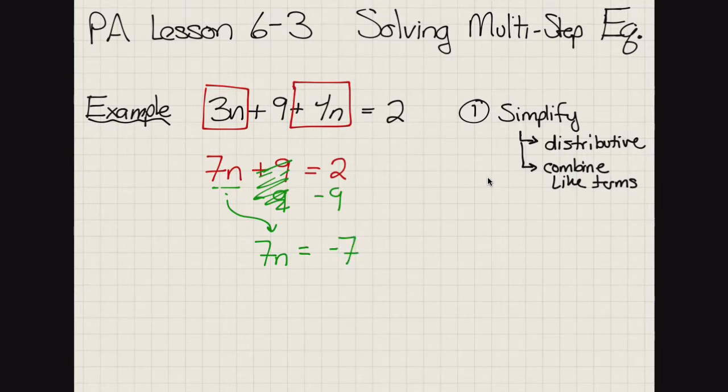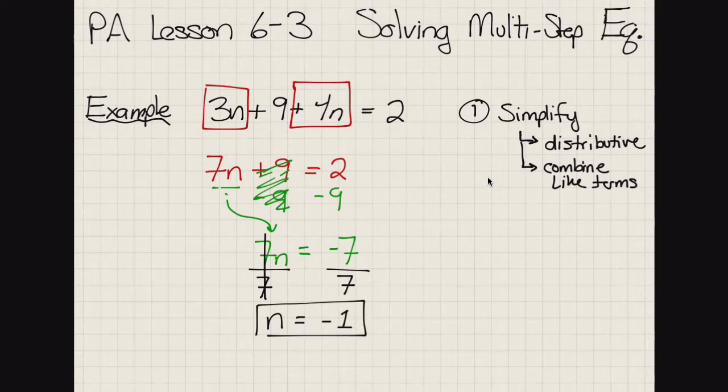From here, you could probably solve this in your head, but let's do the math anyway. I'm going to divide both sides by 7. On the left-hand side, these 7s cancel. They really become 1, but we don't have to write it. We are left with n equals negative 7 over 7, so our answer is negative 1. That's how we go about solving problems like this.